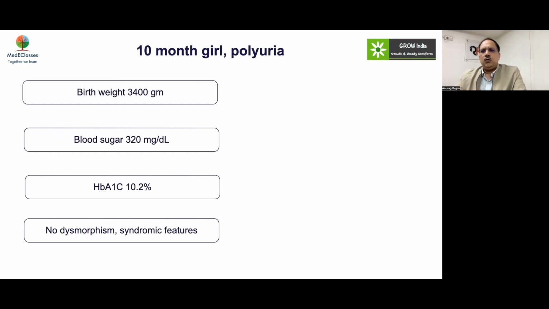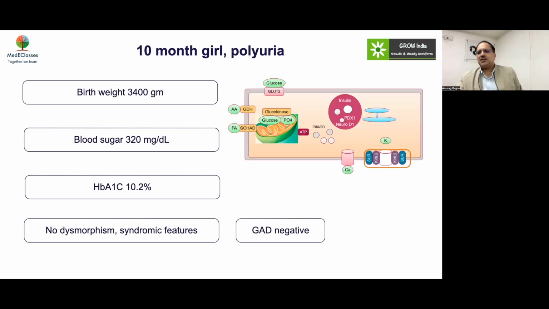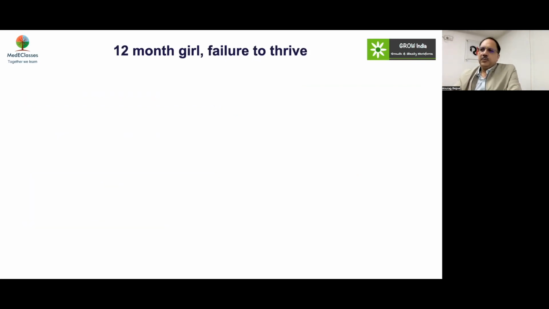10-month-old girl with polyuria, birth weight was 3400, blood sugar is 320, HbA1c is 10.2, no dysmorphism, no syndromic features. What do you think? This could be type 1, type 2, or neonatal MODY. So at 6 to 12 months, as you said, you want to do an autoimmune workup, and GAD is negative. So the genetic study showed an insulin gene defect. So the presentation is delayed because of the second hit model.